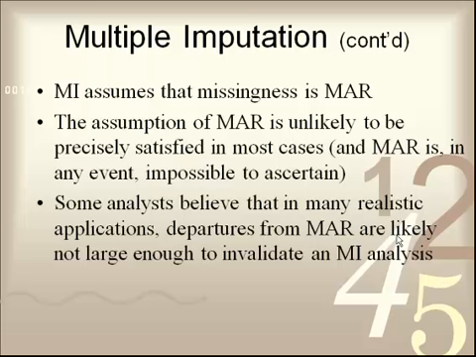It definitely assumes missingness is missing at random, and the assumption of missing at random is actually unlikely to be precisely satisfied, because sometimes there is a reason why information is missing. Some researchers believe that this is very realistic, but it also is kind of getting away from missing at random, because it's not likely to validate how many times you go over and over again in the large analysis that you're doing.